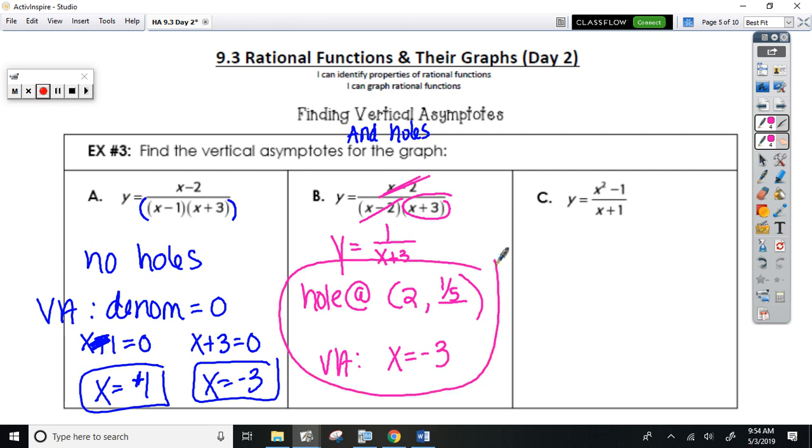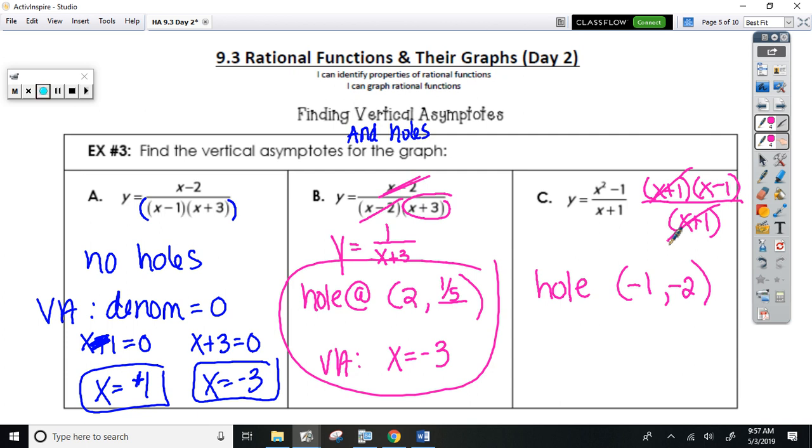Try example C on your own. All right, who can tell me what our hole is? Do we have a hole? C. Someone I haven't heard from yet today, please. Bailey. -1, -2. Because we factored our numerator into x plus 1, x minus 1, and these divided out. Very good.